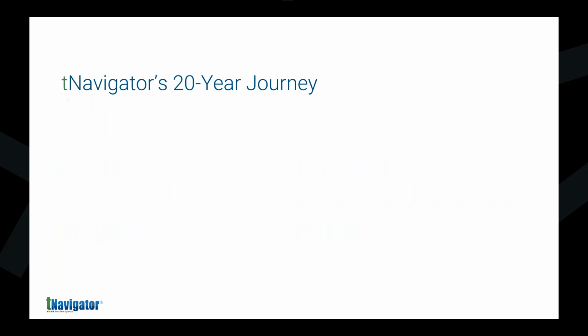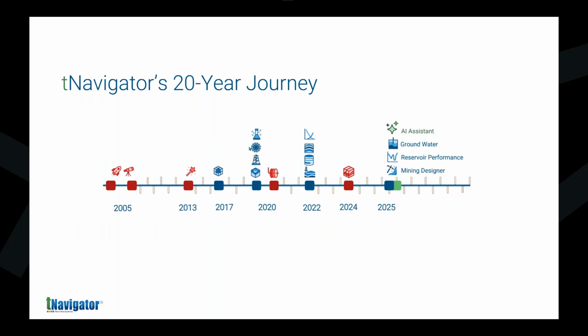So let's start the webinar with this slide. This is our 20th anniversary. So this is tNavigator's 20-year journey. I think it's important to mention how quickly we have grown as a company. This is a very quick, high-level timeline of our products and our company. We started in 2005 mainly as a simulator for dynamic models, and then we started to grow and introduce more and more products.